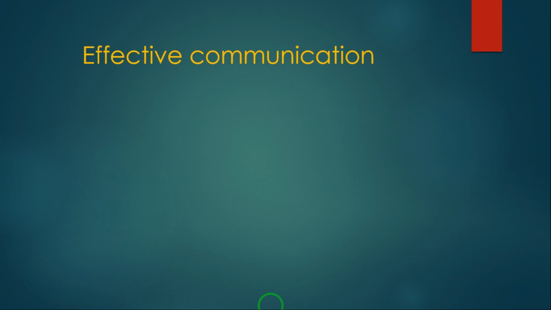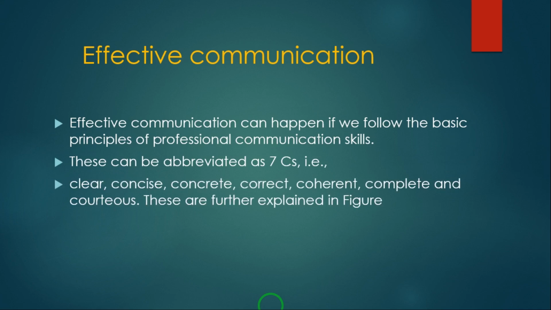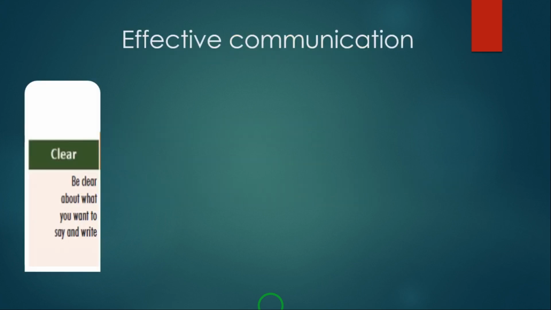Talking about effective communication. Effective communication can happen if we follow the basic principles of professional communication skills. These can be abbreviated as the 7 C's, that is: clear, concise, concrete, correct, coherent, complete, and courteous. These are further explained in the following figure.